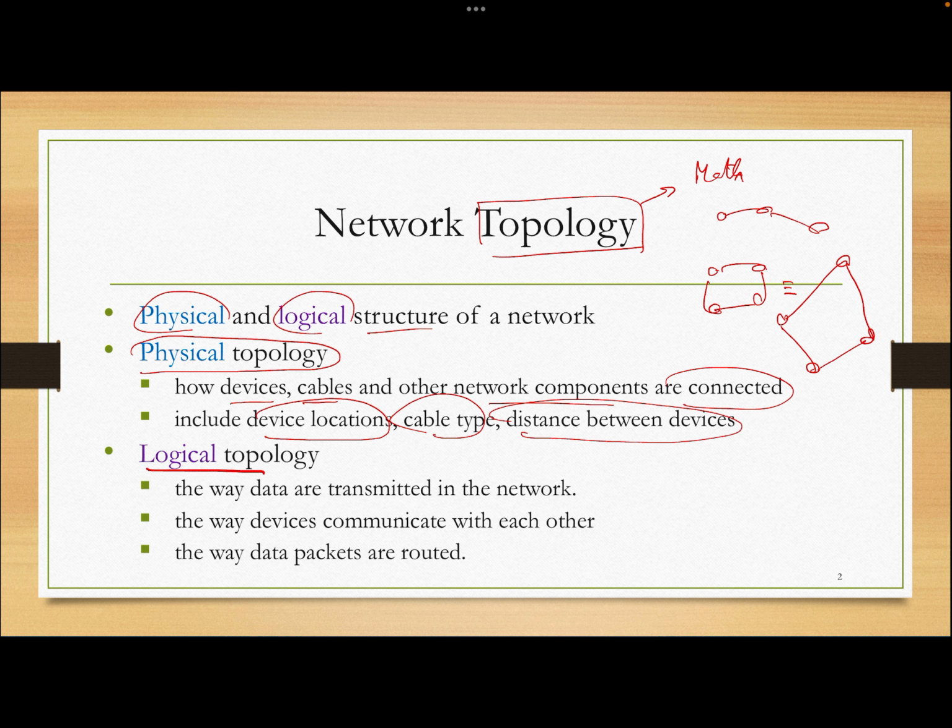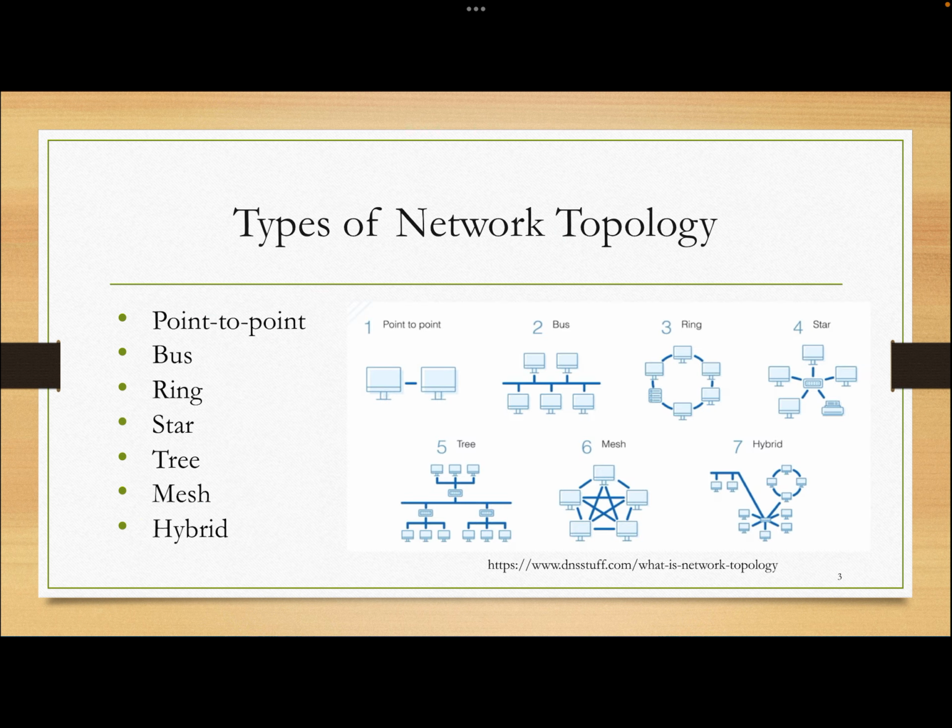For the logical topology, this is the way that data is transmitted inside the network, how devices communicate with each other, and how packet data is routed inside the network. Now let's look at the types of network topology.